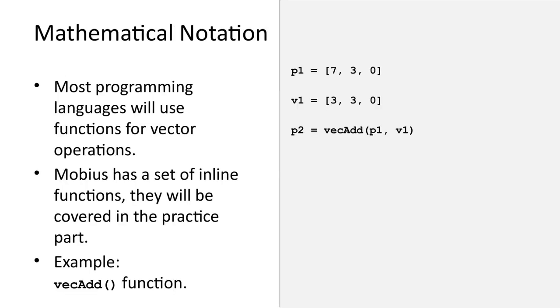For working with vectors, most programming languages will require you to use functions. In the code example, you can see such a function. The vec_add function adds two vectors or a point and a vector. However, this video is focusing more on the general principles, not on specific functions. It is distracting to keep using the functions.